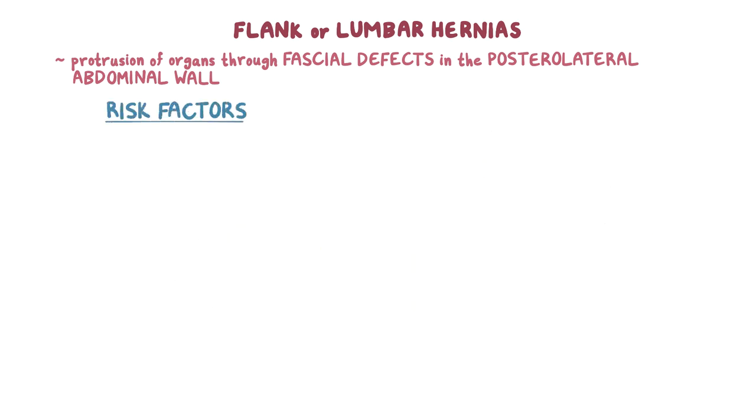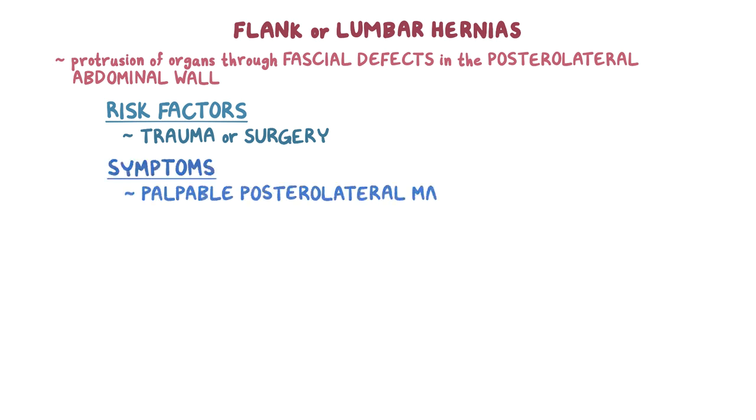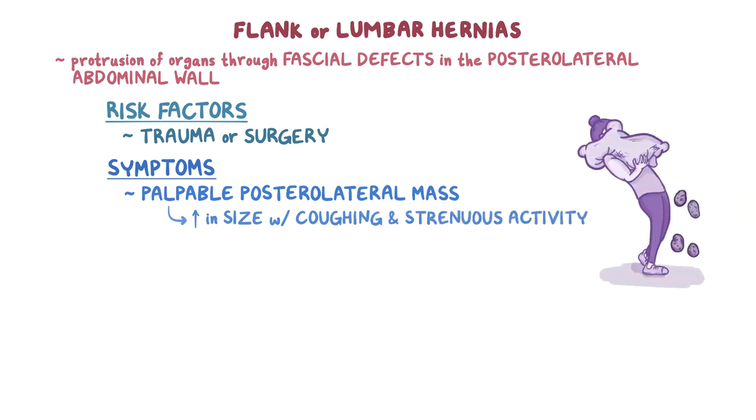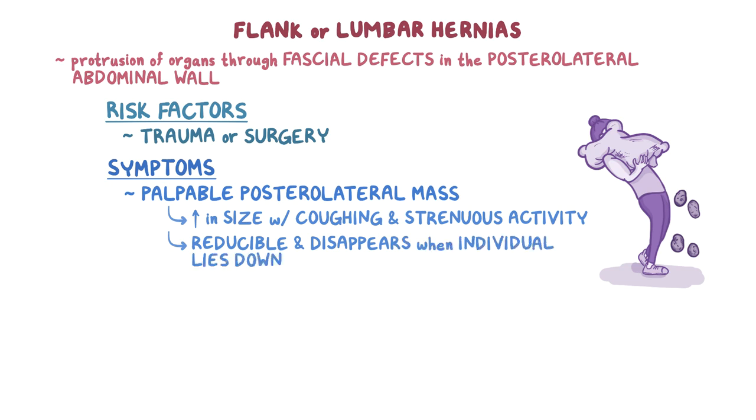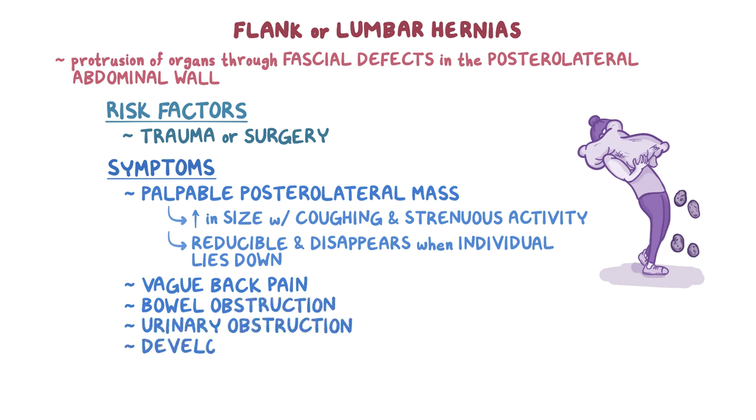Lumbar hernias can form due to trauma or surgery. The most common presentation of a lumbar hernia is a palpable posterolateral mass that increases in size with coughing and strenuous activity. The mass is usually reducible and disappears when the individual lies down. Lumbar hernias can cause vague back pain, bowel obstruction, urinary obstruction, or develop into a pelvic mass.